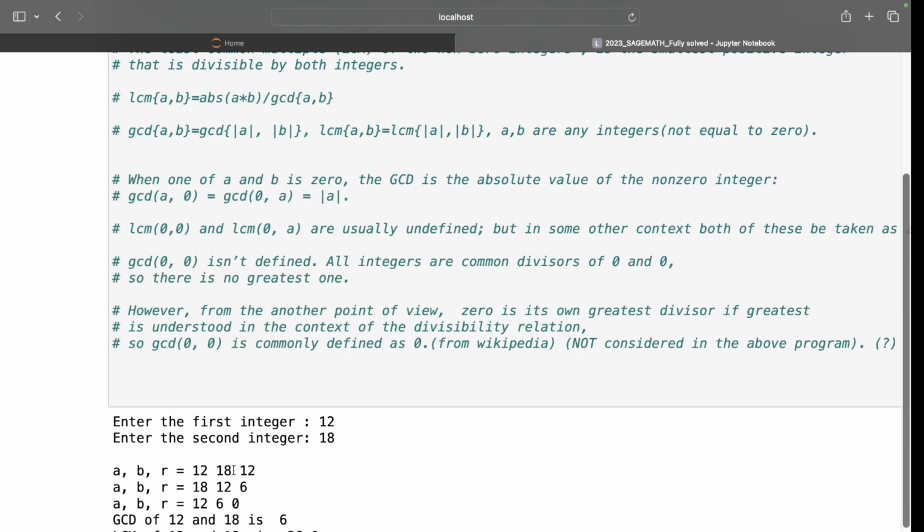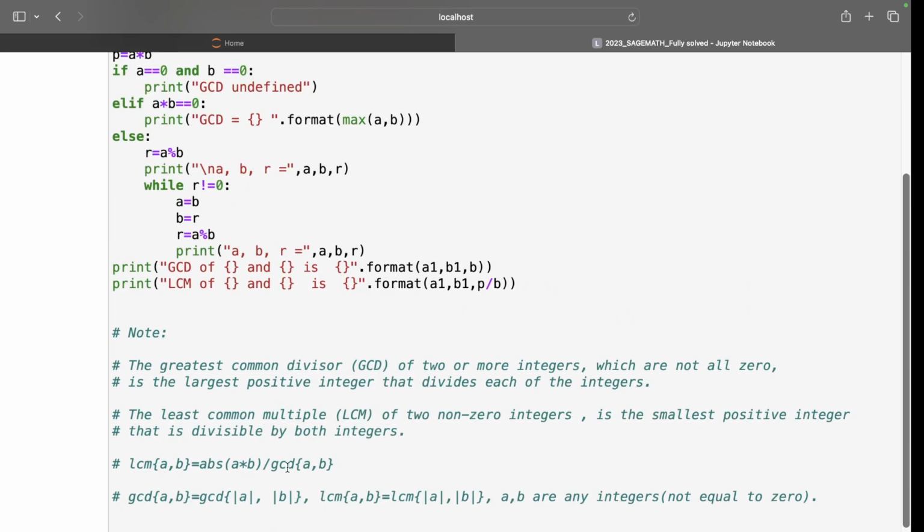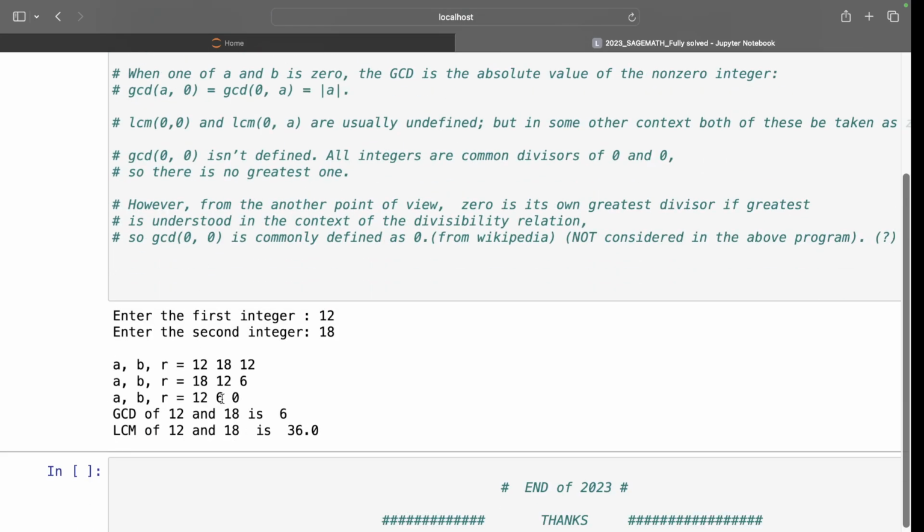Here A equals 18 and B equals R. In the previous step, R is 12, so B equals 12. When we divide 18 by 12, the remainder is 6. Next, A equals 12 and B equals R, which is 6. When 12 is divided by 6, the remainder is 0. We stop here, and B is the GCD.